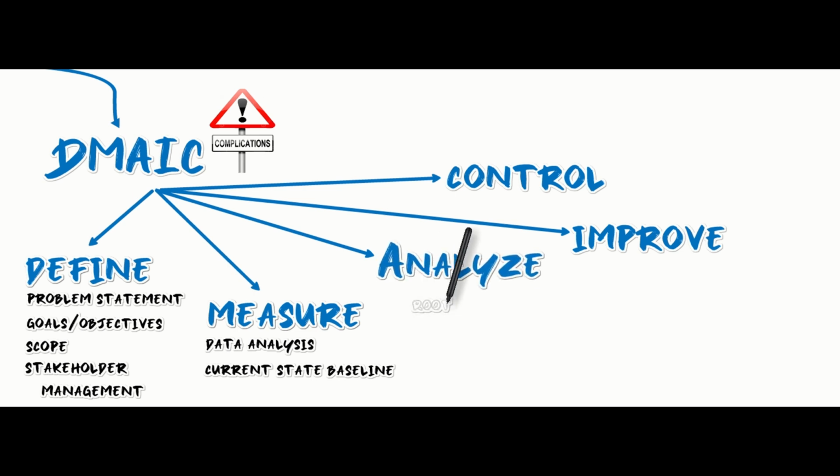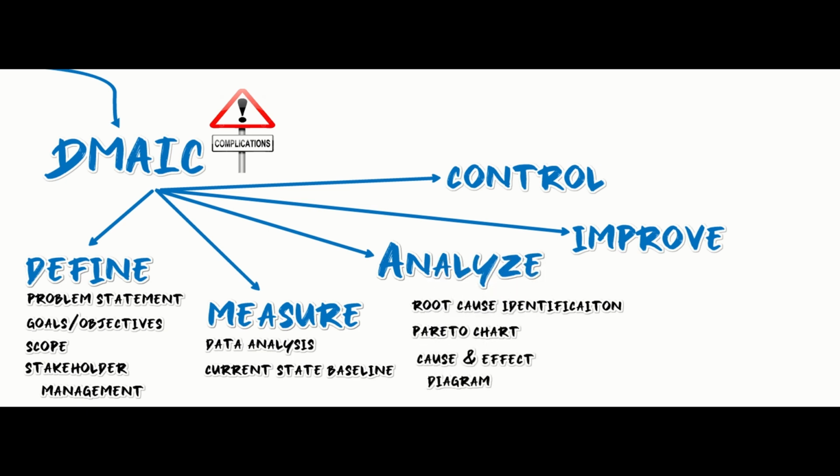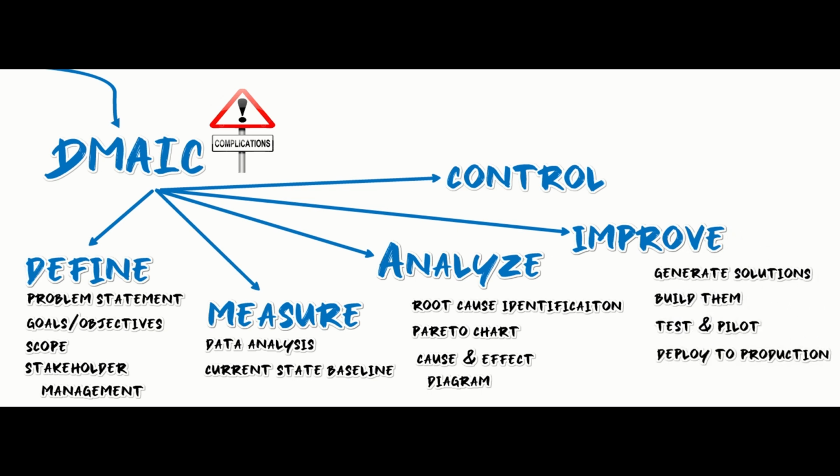The next phase is analyze. Now, it's time to dig into the data. Tim uses tools like Pareto charts, cause and effect diagrams, or even statistical methods to uncover the real root causes behind the problems. After that is the improve phase. Once the root causes are clear, Tim starts working on solutions. He teams up with stakeholders and developers to brainstorm ideas, run pilots, and roll out improvements that directly address the issues. And finally, the control phase.